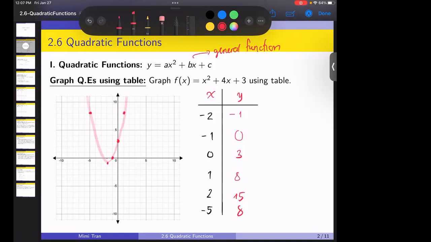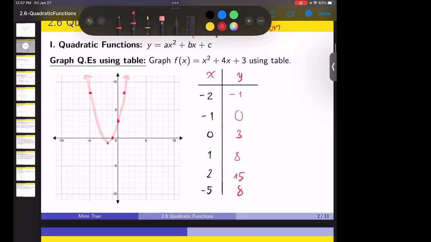Try not to make your graph look like a sharp V. It's quadratic, so it should be a little bit curved at the vertex here, the minimum point. So it'll be slightly curved. Otherwise that would be an absolute value function. That's called brute force. Of course, we don't do this.